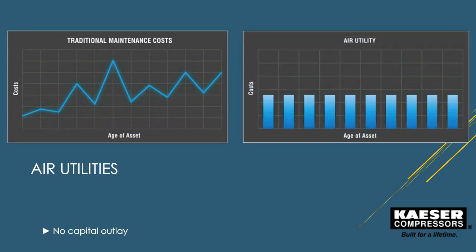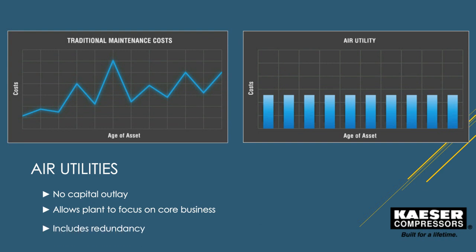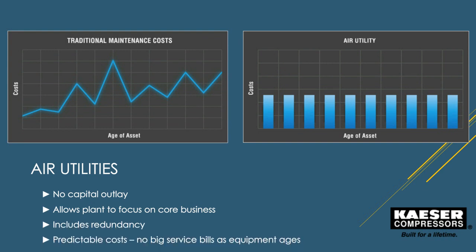Air utilities are different than a service contract, as the end user doesn't own the equipment. It's owned by a third party. They design the system per the end user specifications. That third party then services the equipment and ensures uptime by including redundancy, not just for your compressors, but also for your air treatment if it's a compressed air system. And the end user pays a predictable monthly bill. So that's something nice that we can all appreciate.